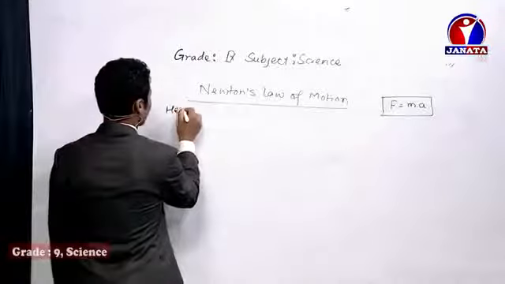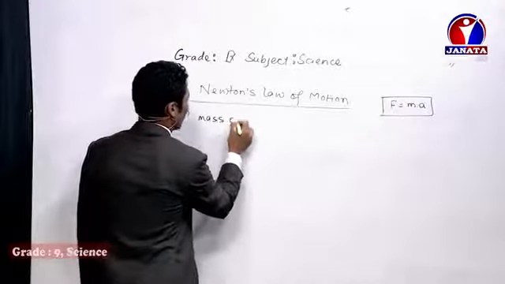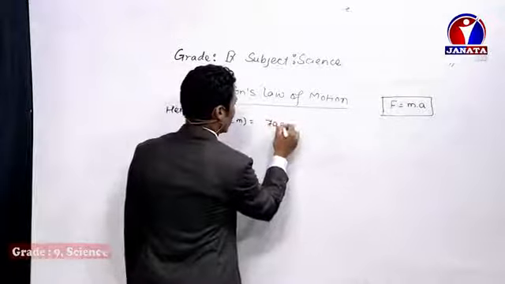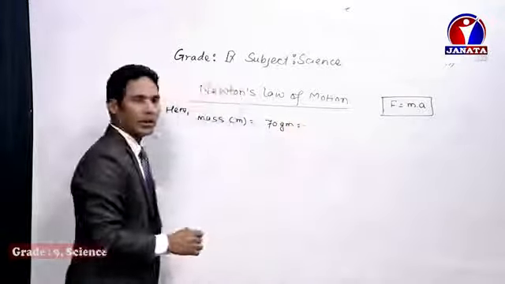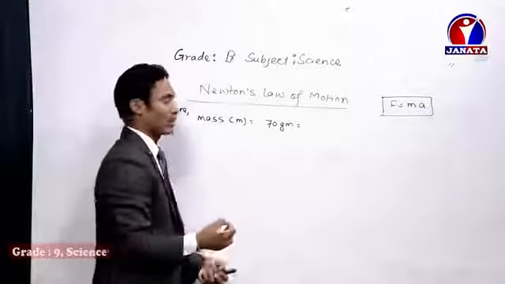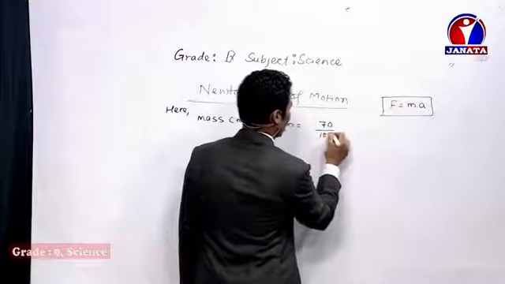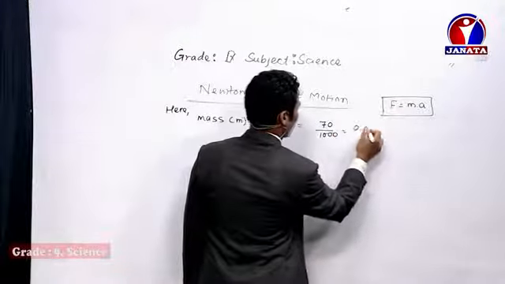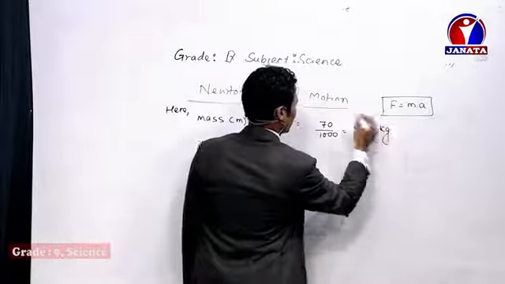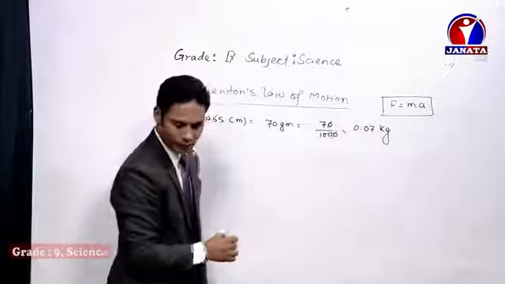Here, mass is given over there. Mass, so I'll write down the small m, is 70 gram. So this gram is in CGS system of unit. So let's change this into the MKS system of unit or SI system of unit. So this 70 divided by 1000 is 0.07 kg. That means 0.07 kg, right?